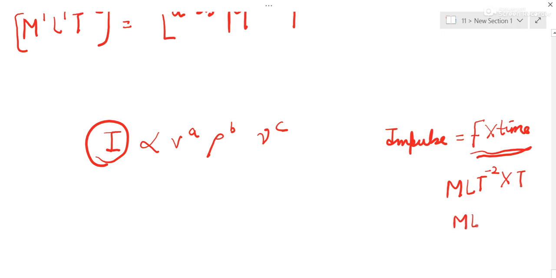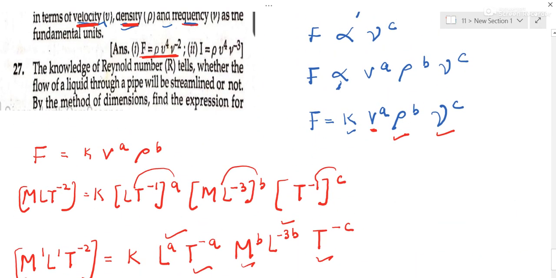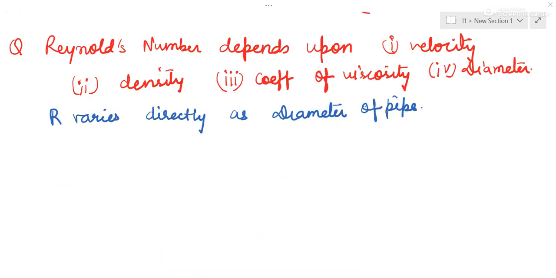Okay, so it is M, L. Now powers will be added. Minus 2 plus 1, that is M, L, T minus 1. This is impulse. So kindly substitute and follow the method and obtain the relationship and confirm your answer with this, whether you are able to do it or not. Let us see the next question. Here we have to find out the formula for Reynolds number. Okay, Reynolds number.